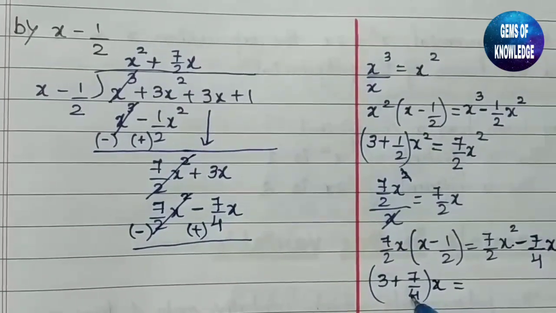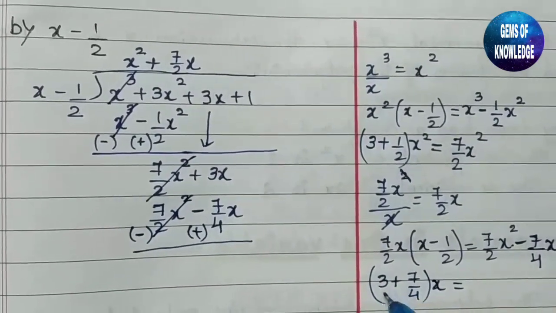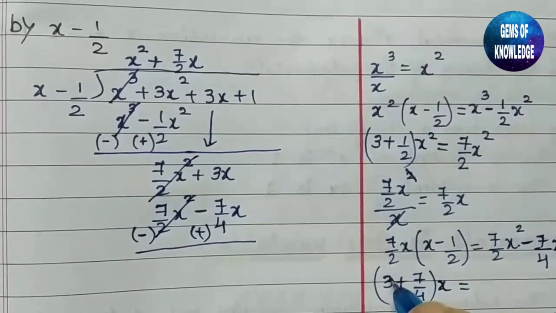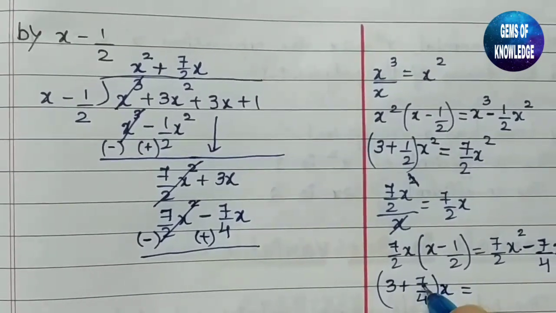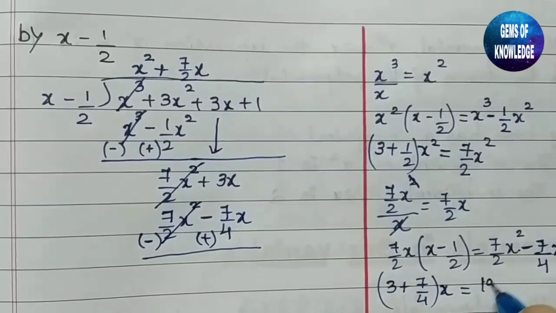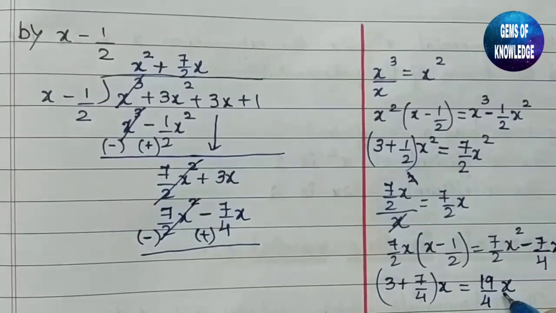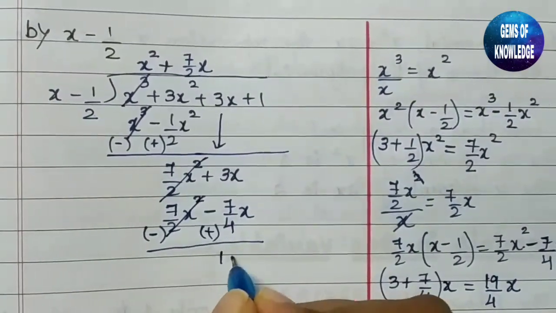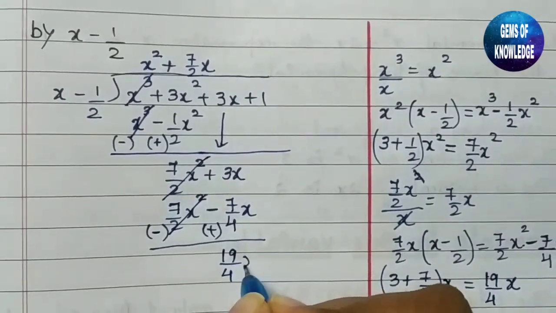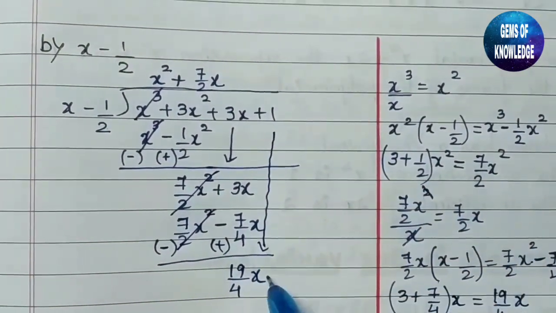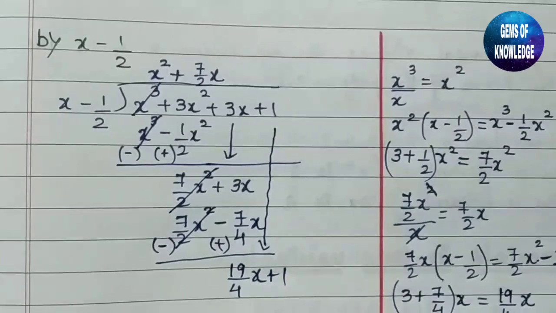So let us continue here. What you have to do here is add this. Okay, sorry, multiply this: 3 4s are 12, 12 plus 7 will be 19 by 4 into x. This x will be as it is. So we are getting here 19 by 4 of x. Then this 1 is remaining. We should take it down. It will become plus 1.